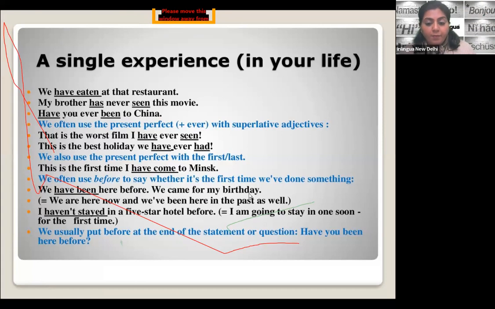We came for my birthday. I have not stayed in a five-star hotel before. Never stayed in a five-star hotel. All these are single experiences.